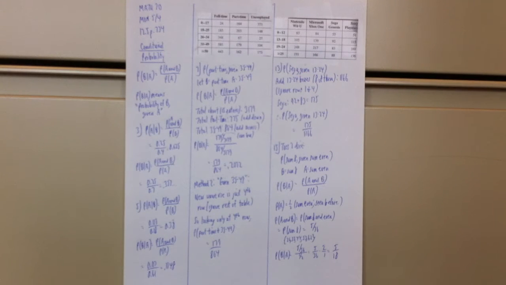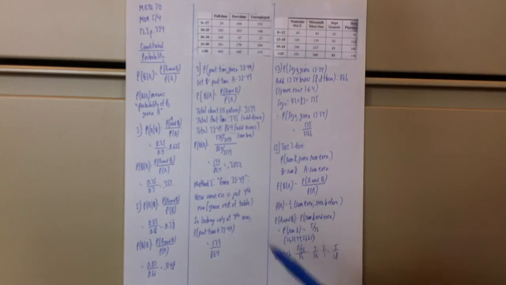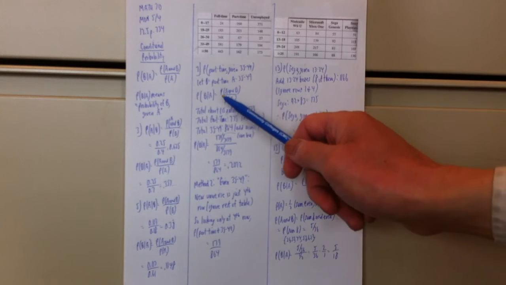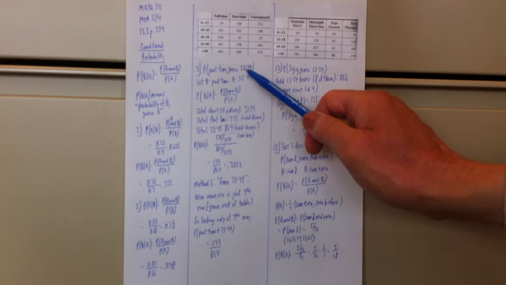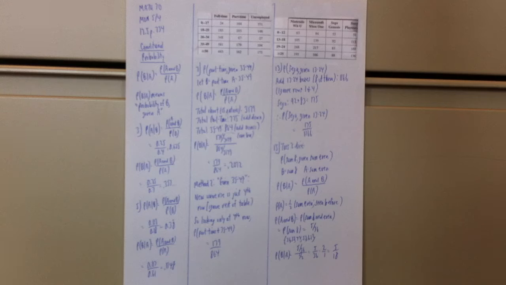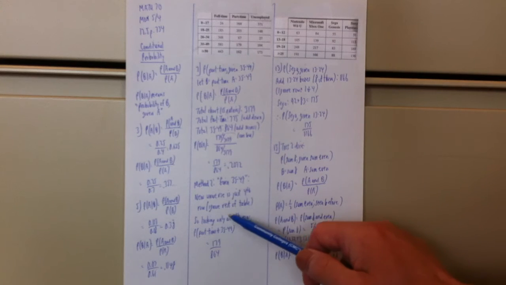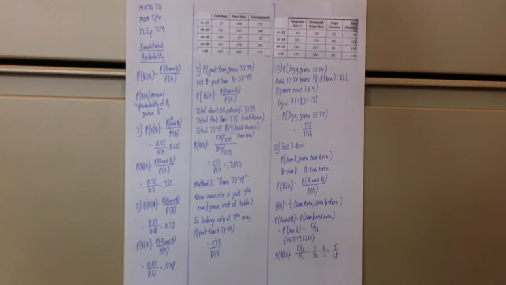But method 2 requires you to understand what's going on. But if you understand what's going on, it's much easier. Okay, method 2. Okay, we're told that you're given the person is 35 to 49. Okay, so that means my new universe is just the fourth row. You can ignore the rest of the table.